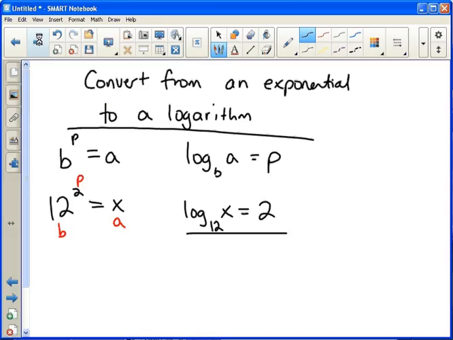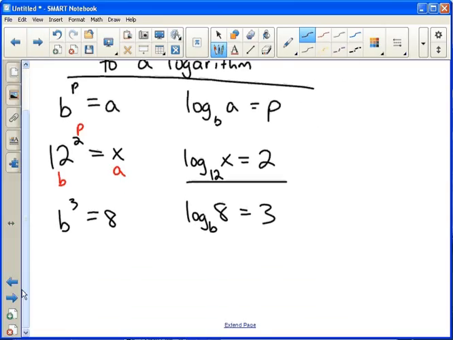Let's say we have b cubed equals 8. Our base is b, our answer is 8, our power is 3. So again, log BAP. That's the key. One more, e to the y equals 9. Log base e of 9, that's our answer, equals our power y. Log BAP, base, then answer, then power.